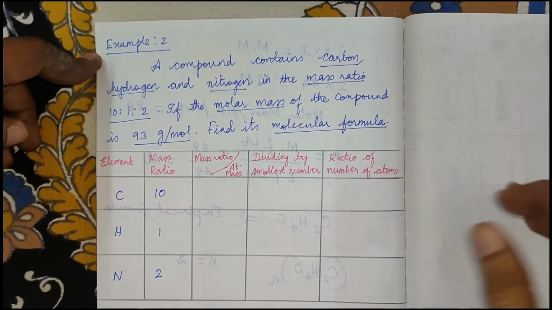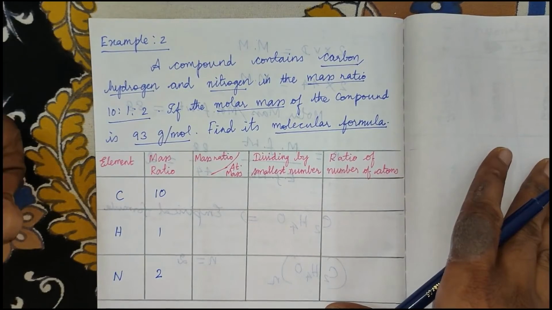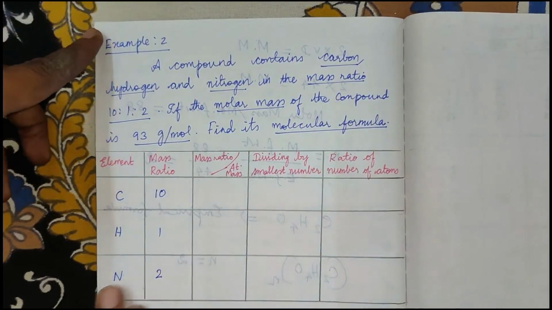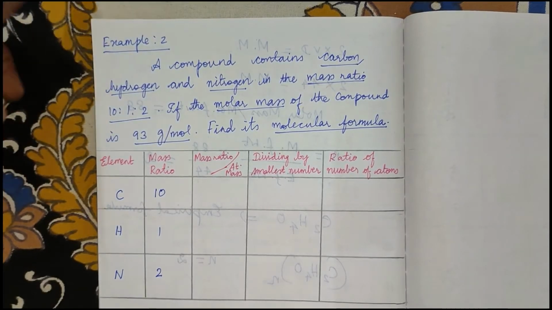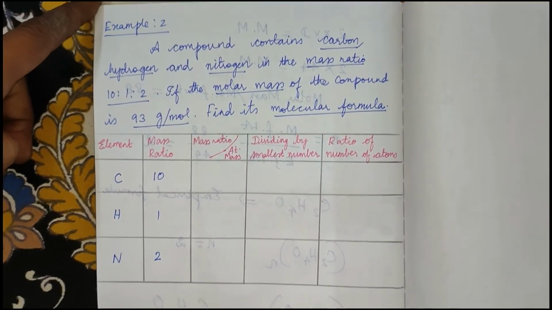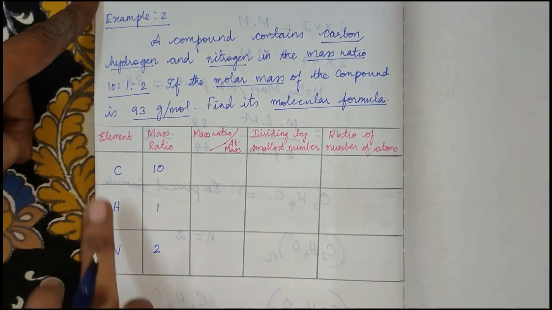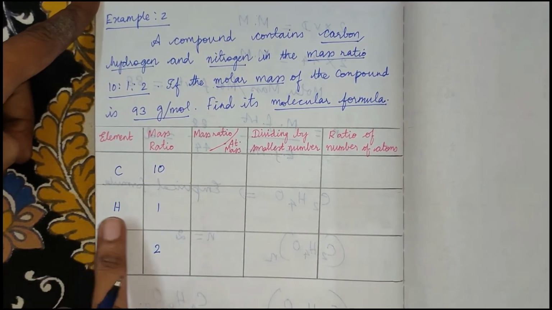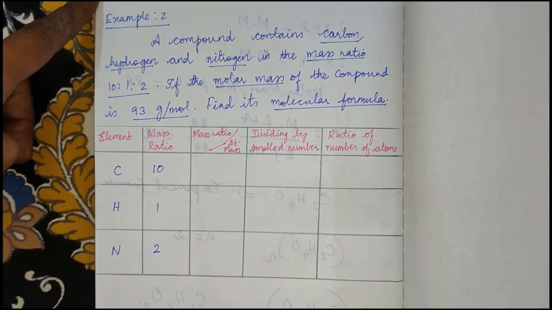Generally in NEET, either they will give the percentage of the elements, or in some cases they may give the mass ratio. That is why I have dealt with this type of problem also. So one type of problem is example number 1 and this is the second type of problem. There we are given percentage, here you are given mass ratio. The mass ratio of carbon is 10, hydrogen is 1, nitrogen is 2. We are going to follow the same procedure as in the previous problem.